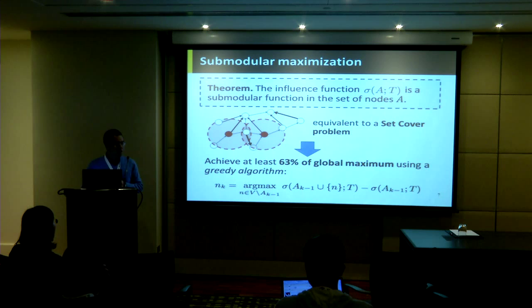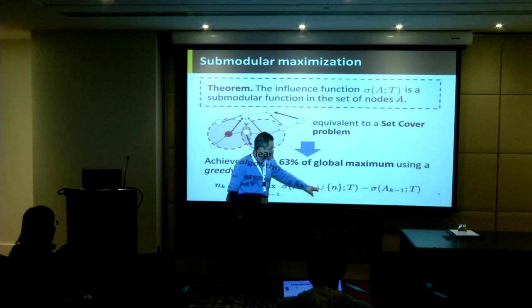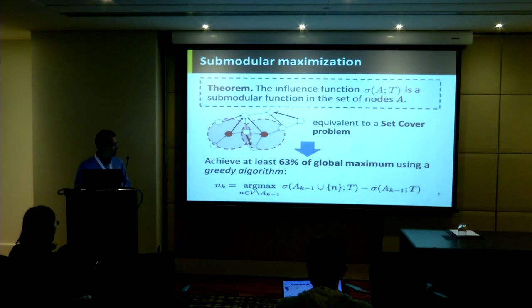So you're going to look at the influence of the k minus one set, and also the k minus one set union the node you're going to pick. And you're going to pick the one with the largest gain, the largest difference. In order to do this maximization, you need to be able to evaluate the influence of each individual node. If your network is very large, millions of nodes, you need to compute this sigma millions of times.